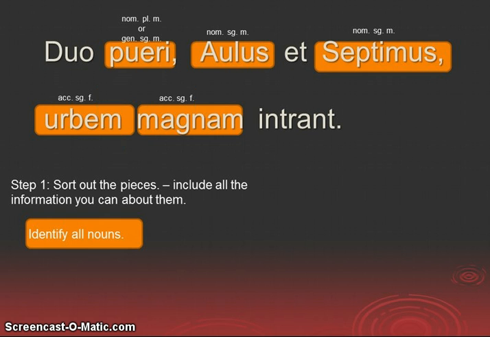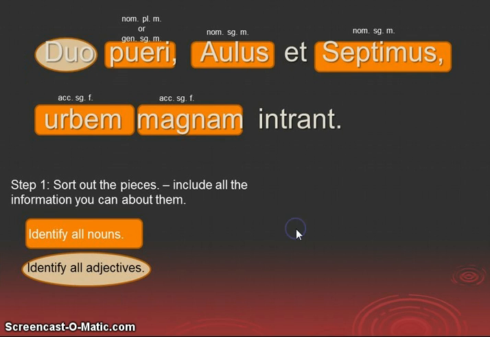Is magnum a noun? It's accusative singular feminine, but it actually is an adjective in this particular sentence. But it has the same endings and agrees in number and case with urbem. So magnum is an adjective that modifies urbem. Duo is an adjective, and it is nominative plural. And look here, it comes right in front of pueri, which could be a nominative plural noun. So these two words may go together.